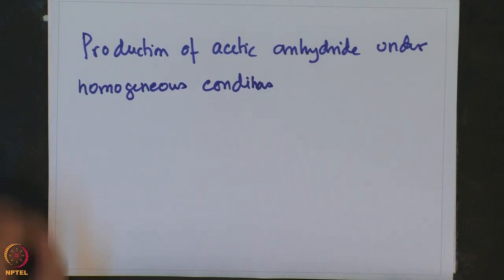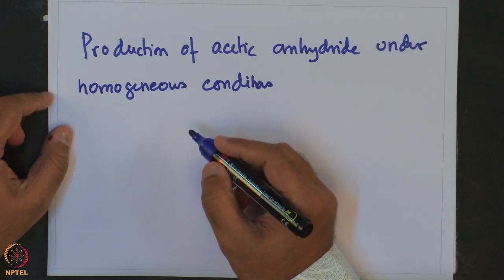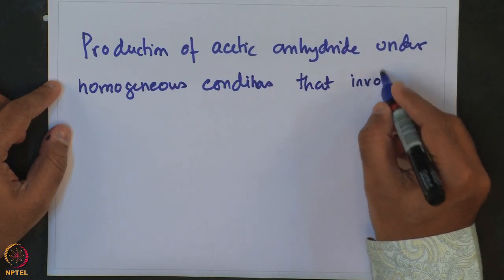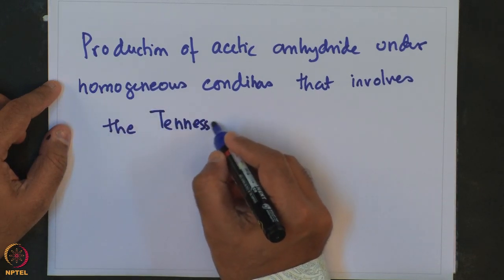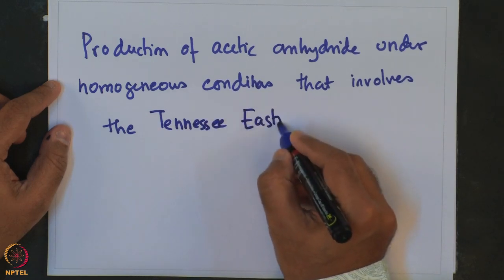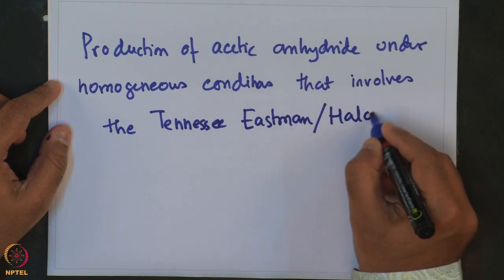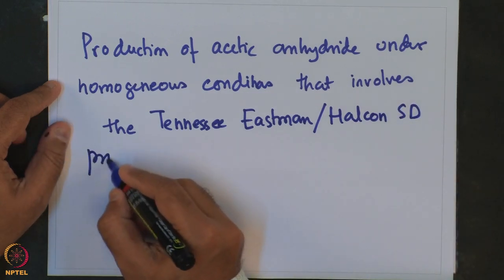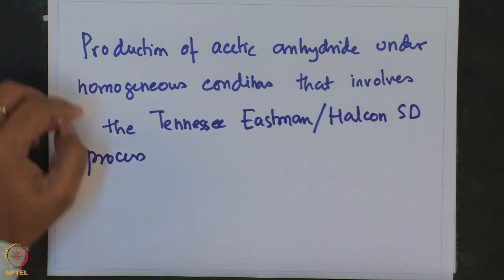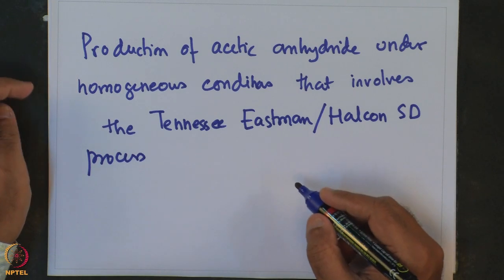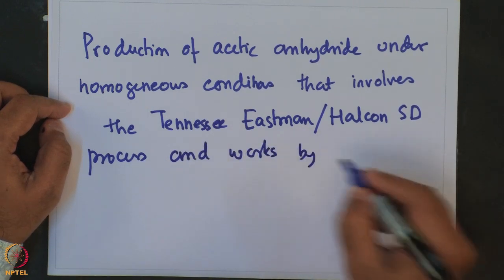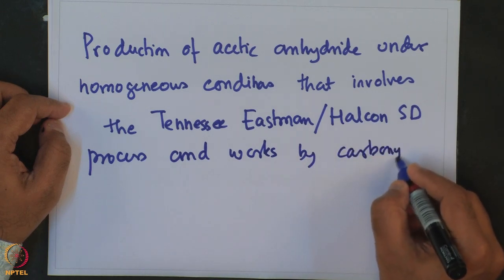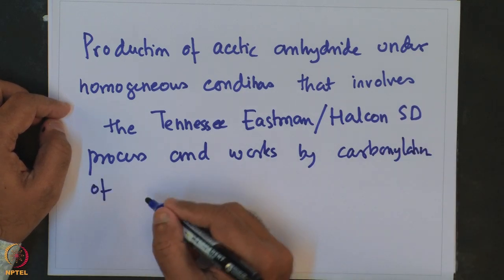This involves an industrial process which is called the Tennessee Eastman Halcon SD process, and this works by carbonylation of methyl acetate.